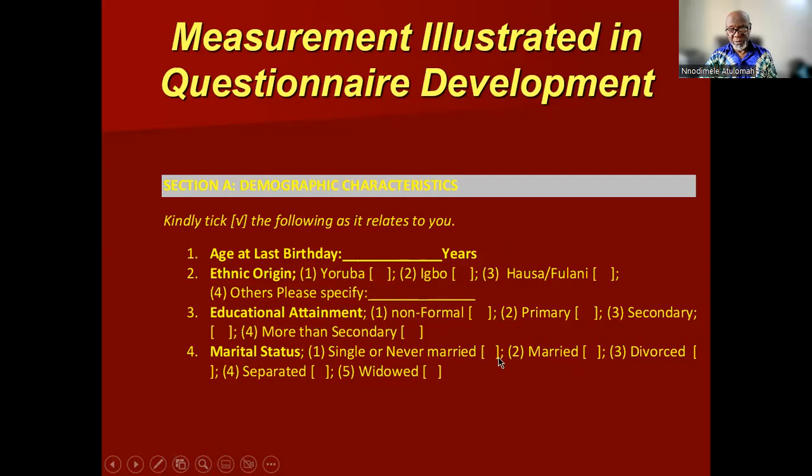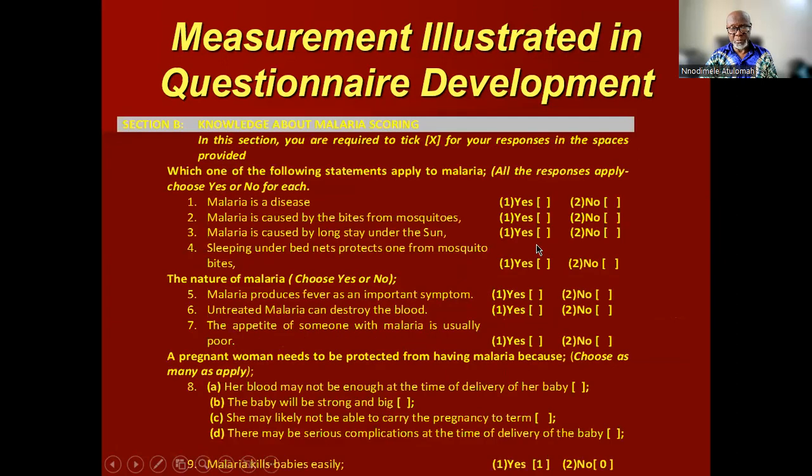Marital status. All of these are part of the first part. Then we have the second part, part B. Section B is knowledge, in this particular example, knowledge about malaria. So we have various items. Malaria is a disease. Malaria is caused by the bite from a mosquito. The responses are yes, no, yes, no. These are for knowledge, cognition. You either know it or you don't know it, right?